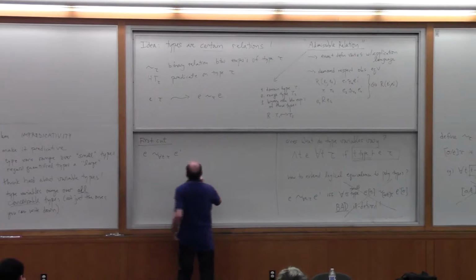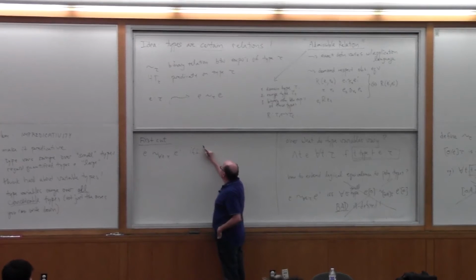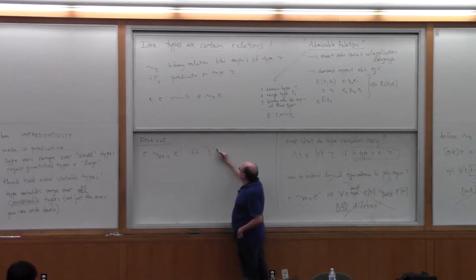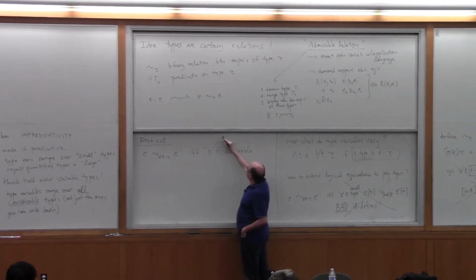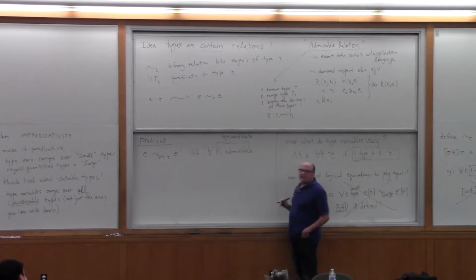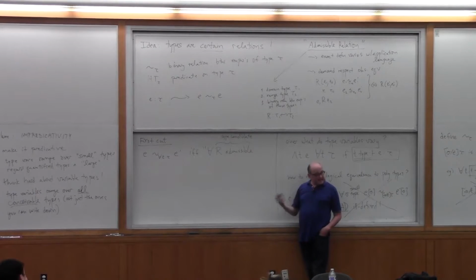So approximately what I want to say is, in quotes, for every R which is admissible, so this, by the way, is sometimes called a type candidate. That was Girard's original terminology. It's something that's a candidate for a type. It's sufficiently type-like to count as a type. All the actual syntactic types will be type candidates, but there are more candidates than there are actual syntactic types.